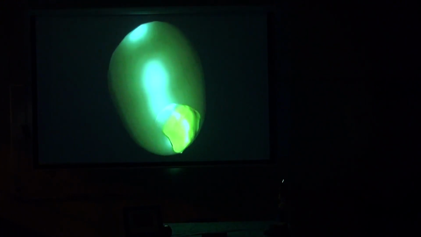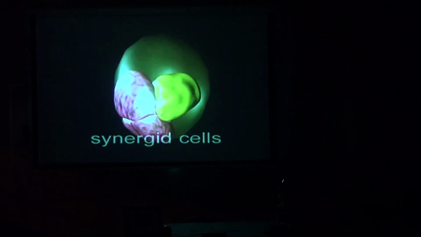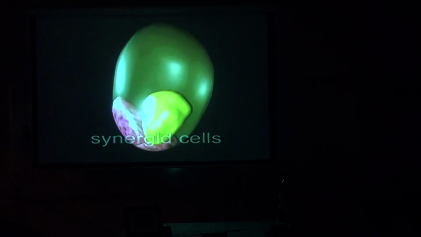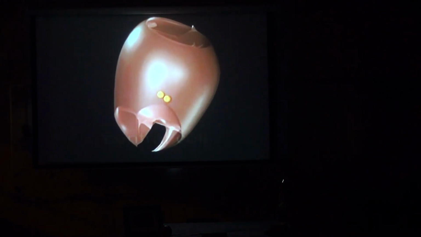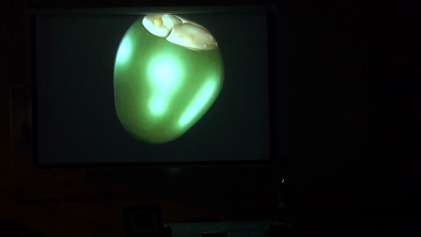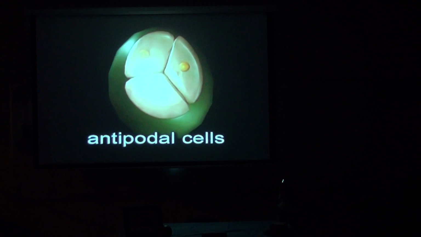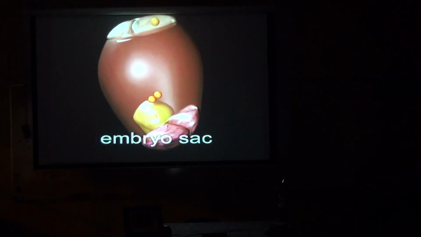At the micropylar end, there is an egg cell and 2 synergid cells. In the middle, there is a central cell containing the 2 polar nuclei. Above this, the remaining nuclei form 3 antipodal cells. This is the female gametophyte, also known as the embryo sac.